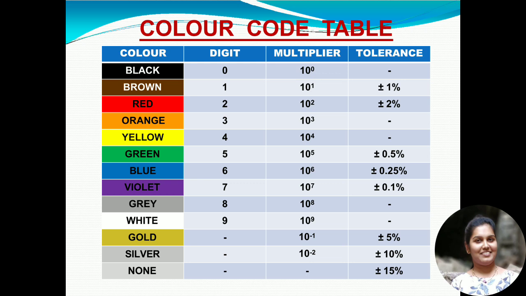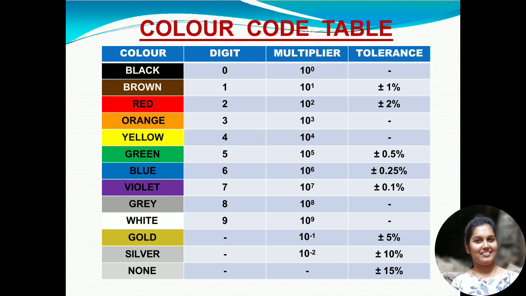So you have to keep in mind all the values which are given for the colors. If you see black color coated on the resistor, it is indicating a value 0. If you see brown color coated on the resistor, that means it is indicating value number 1. All these numbers should be kept in mind for easy calculation of the resistance value. So all these values are fixed.